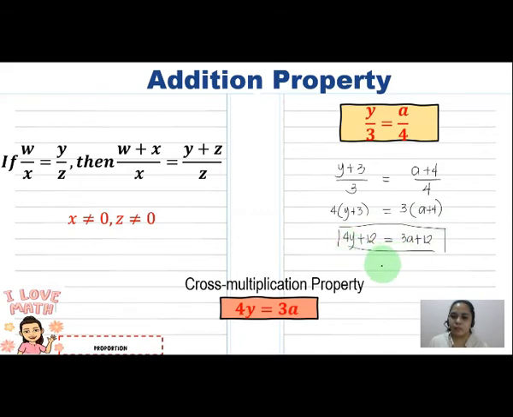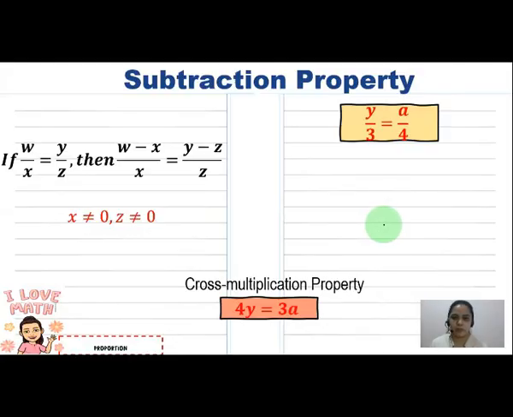So, we can conclude that 4y, we can write 4y equals 3a pa rin. So, ayan pa rin yun. Walang pinagbago. Parang naglag-add lang tayo ng plus 12. So, same pa rin po sila. Same number. Next, subtraction property tayo.